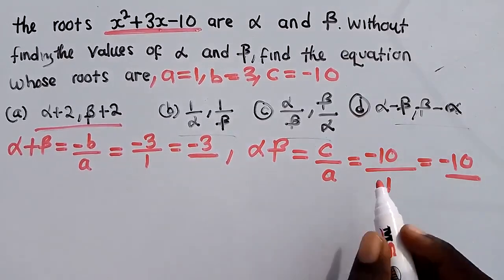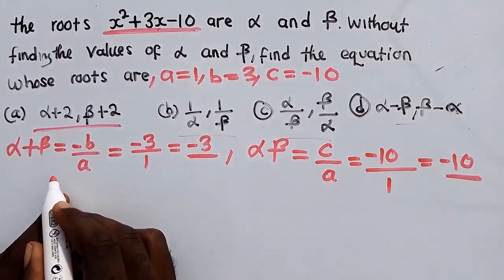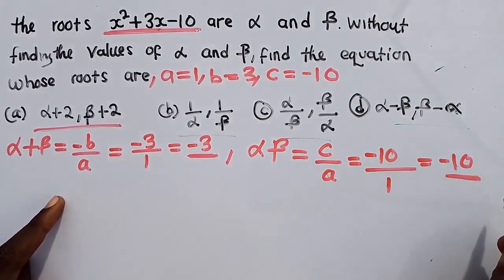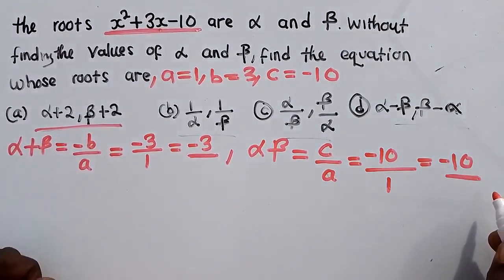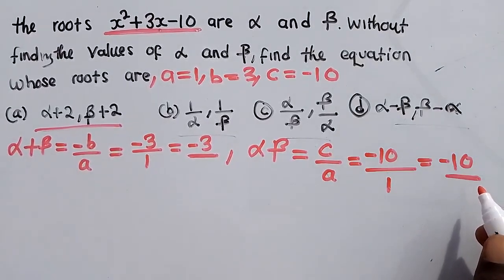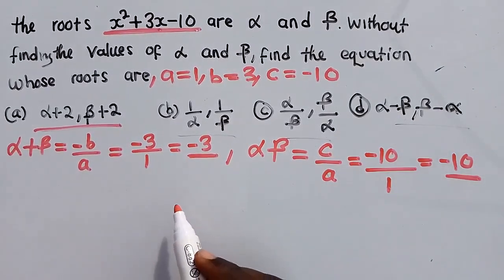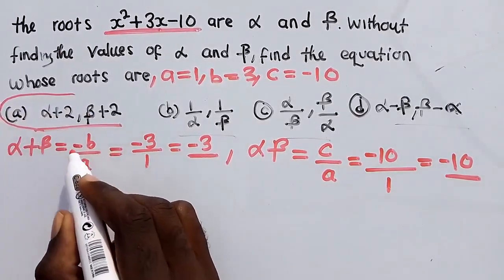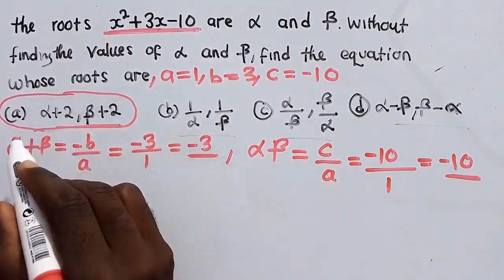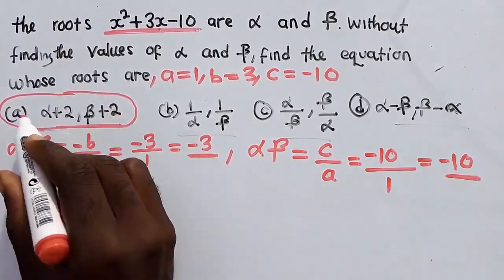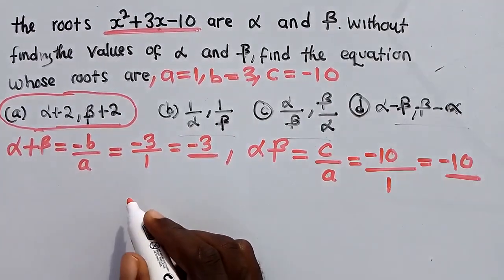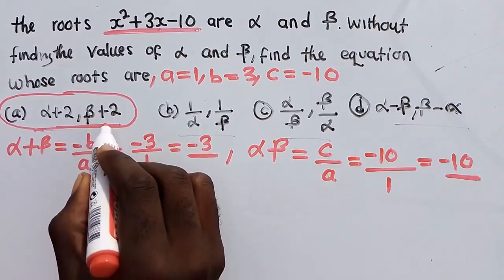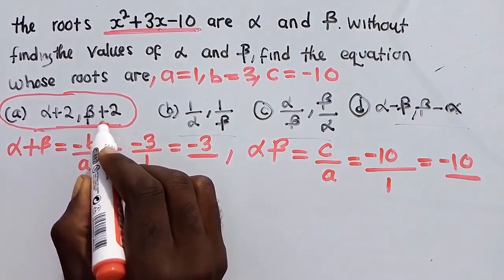So I've come up with these two things, where I've got the sum of the roots, which is negative 3, and the product of the roots, which is negative 10. Now from here, which step am I supposed to do? The question is telling me to find the equation whose roots are these. So the first thing I need to do is to come up with the product and the sum of the new roots.